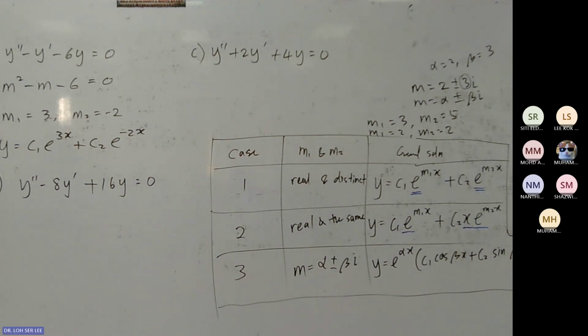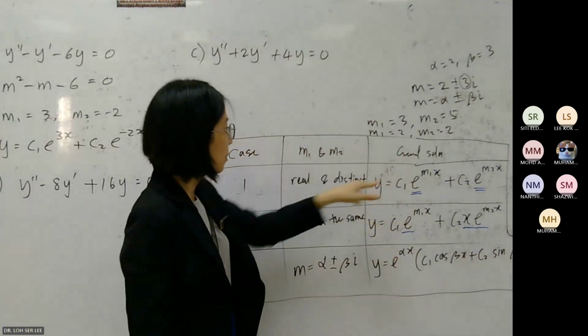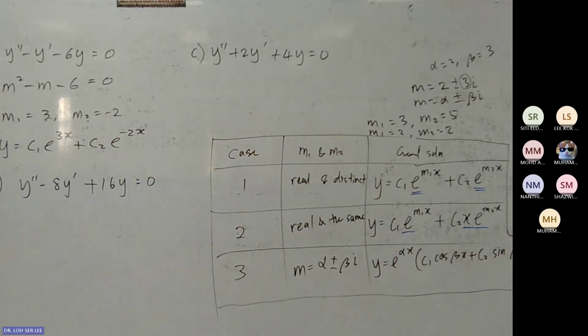The last step is to find the general solution. This is the general solution based on the different cases. Oh, we must save this. You must save this in your brain. We said we must save it.